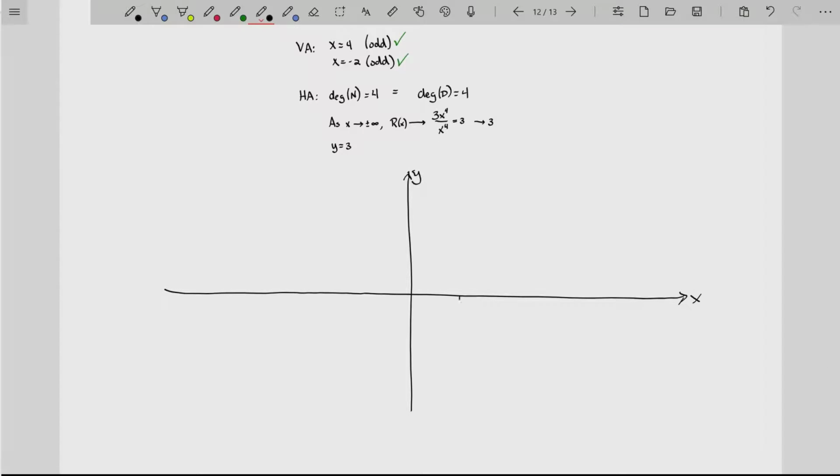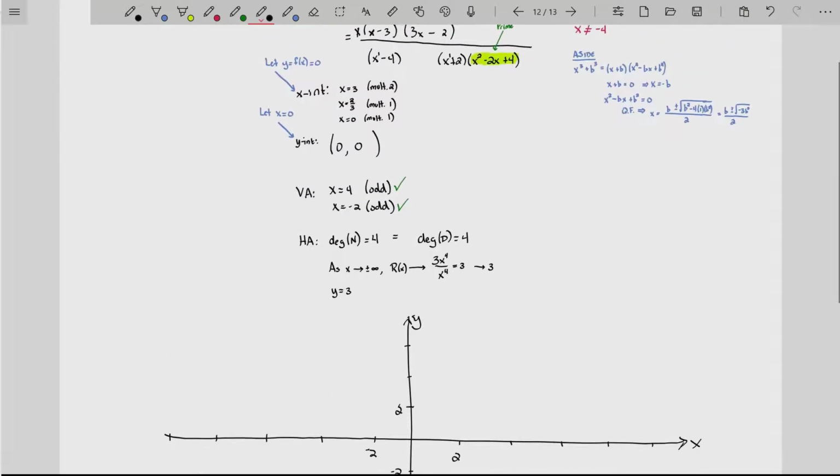I'm going to have the same scale here if you don't mind, so 2, 4, 6, 8, and 10, negative 2, negative 4, negative 6, negative 8, negative 10, and 2, 4, 6, and negative 2, 4, and 6. All right. So let's plot those x-intercepts.